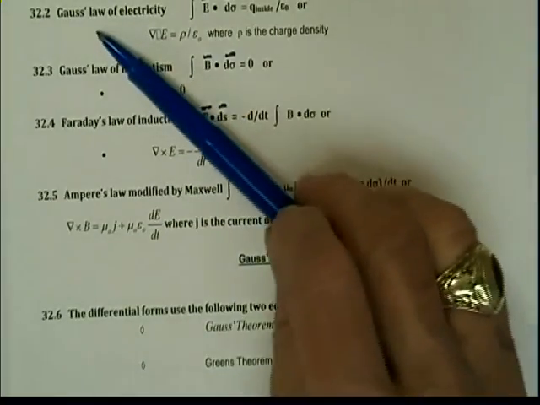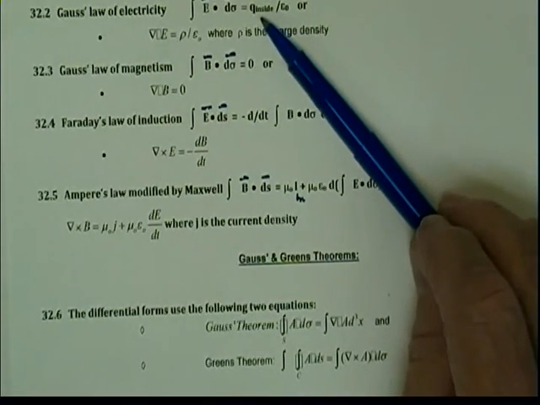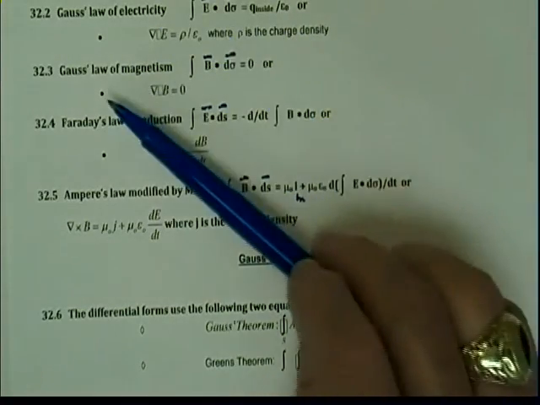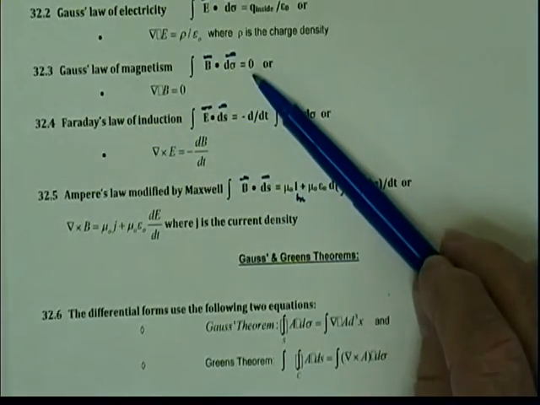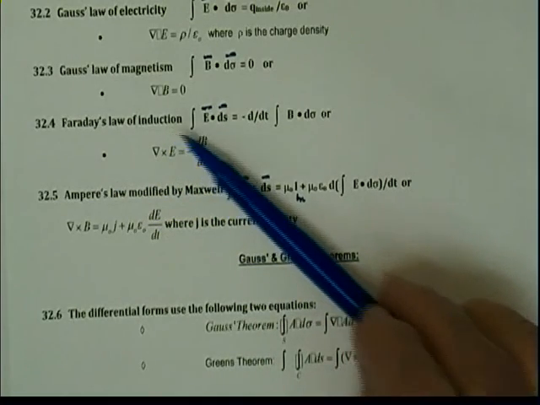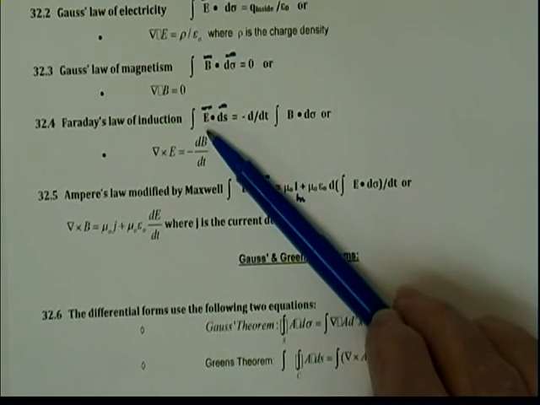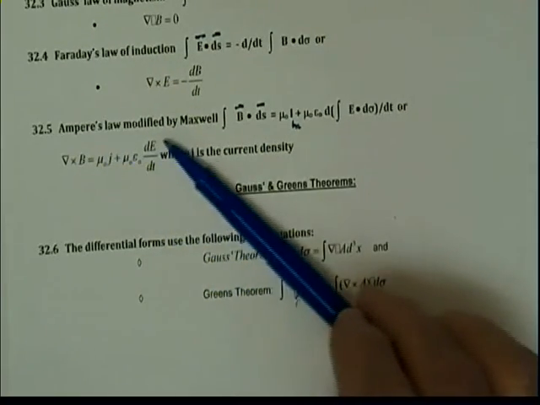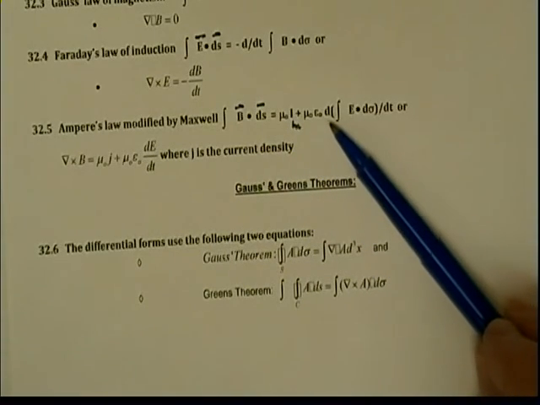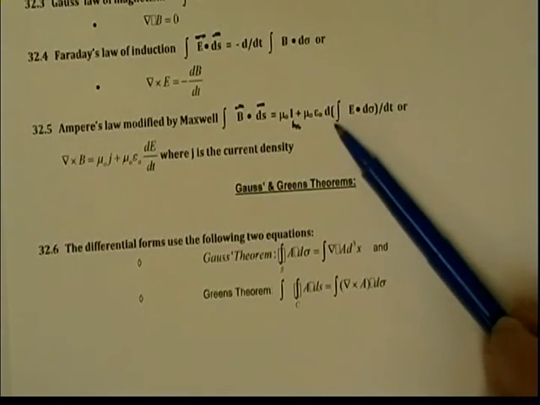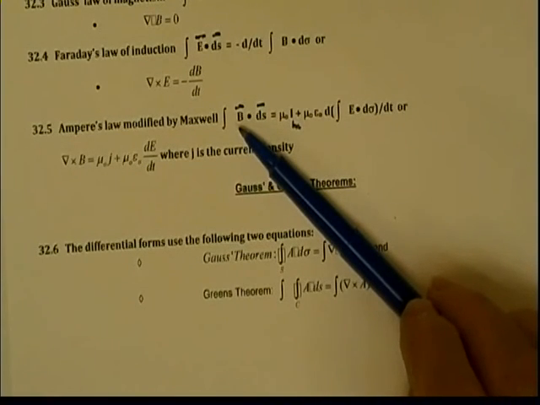Previously we've discussed Gauss's law of electricity, where charges give rise to an electric field. Gauss's law of magnetism, which has no monopoles but only dipoles. Faraday's law of induction, which says that the time rate of change of a magnetic field gives rise to an electric field. And Ampere's law, modified by Maxwell, which states that a changing electric field, here's the d/dt, and currents can both give rise to the magnetic field.